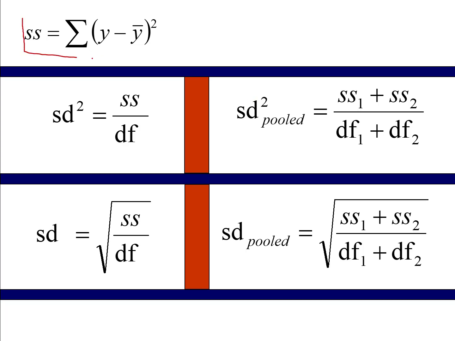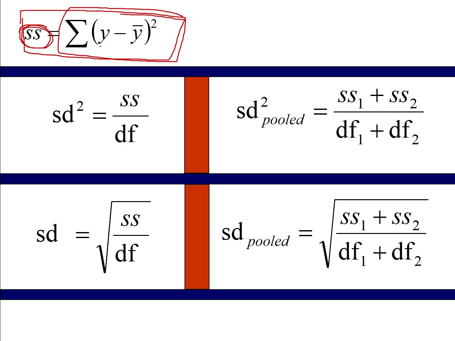So at the top left here, I say SS is equal to the sum of y minus y bar squared. So that's the SS stands for sum of squares. And I just want to clarify, I'm going to use SS as a symbol for sum of squares so I don't have to write out this whole formula every place I need it. So I'm just going to use SS to stand for sum of squares.